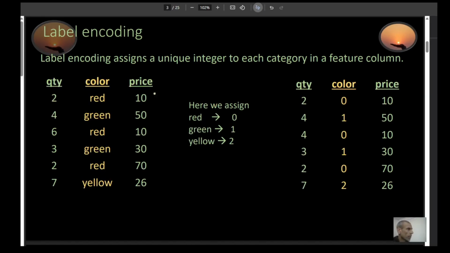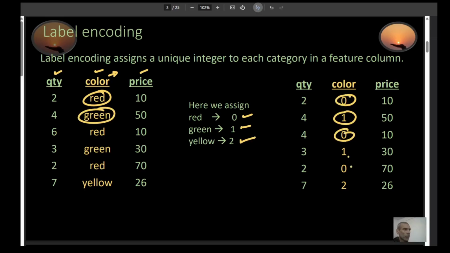Let's take a look at another one. In this case, I have quantity, color, and price. Color is categorical in nature. So let's say I assign red 0, I assign green 1, and I assign yellow the number 2 right here. So my red is going to get transformed to 0. My green is going to get transformed to 1. Red is going to get transformed to 0, and so on and so forth. And this way, I can convert this table into this format. And now a machine learning model can happily work with this numerical data.